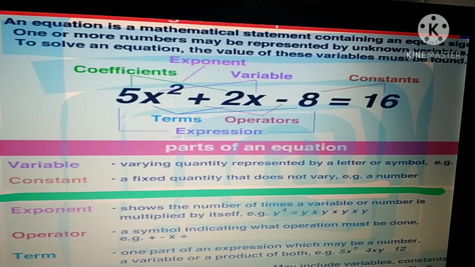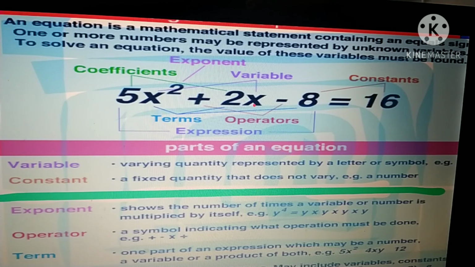Now see this one, variable. See this definition here. Variable: a varying quantity represented by a letter or symbol. So variable means a symbol which can be assigned various values. Anything we can write. So if you take 3x, we have constant 3 and variable x. If you take 2x, 2 is a constant and x is a variable.